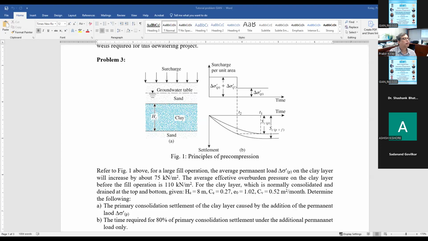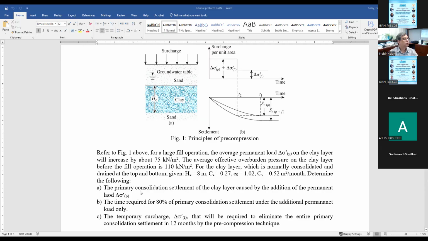Can you see the problem now? Yes, sir. Okay. Because I'll be using graphs and charts also. In this problem, a field operation takes place, and the average permanent load on the clay layer is given as 75 kilonewton per meter square. Average effective overburden pressure for the field operation is 110. Height of the clay layer is 8 meter. Cc, e0 and Cv are given. So the first thing is the primary consolidation settlement caused by the addition of the permanent load.